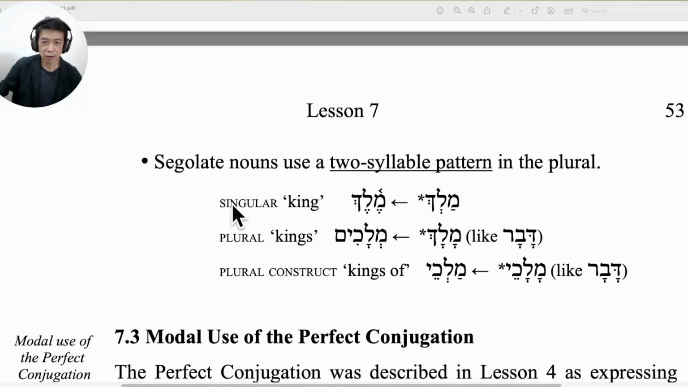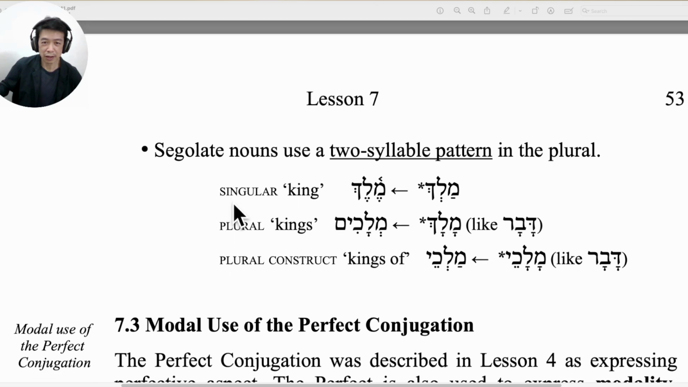Singular nouns can also use two-syllable patterns in the plural. For example, in the singular form, it's melek, but in the plural form for kings, it can become melakim. And in the plural construct form of kings of, it can become malkei.